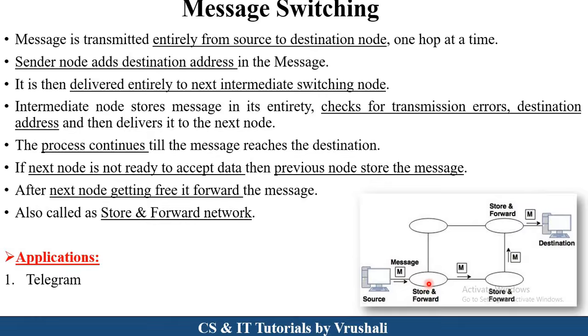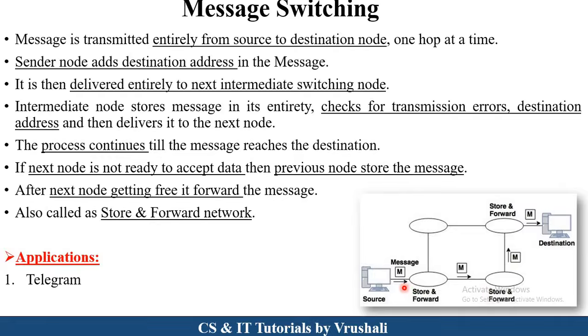The intermediate node stores the message, checks for transmission errors and the destination address, and forwards this message to the next intermediate node. The intermediate node again checks for any network error or transmission error, stores the message and forwards it to the next intermediate node. This intermediate node also checks the same destination address and forwards to the destination computer. So this process continues until the message reaches the destination.